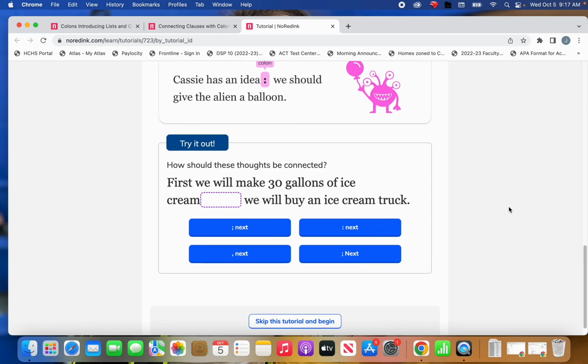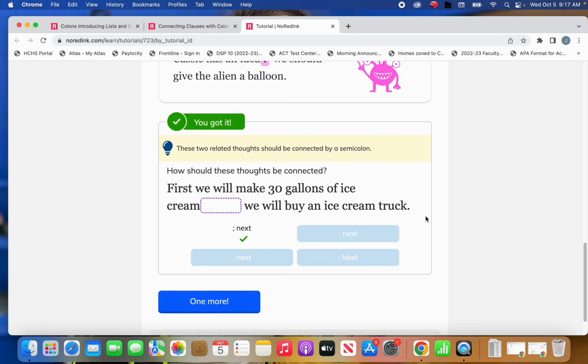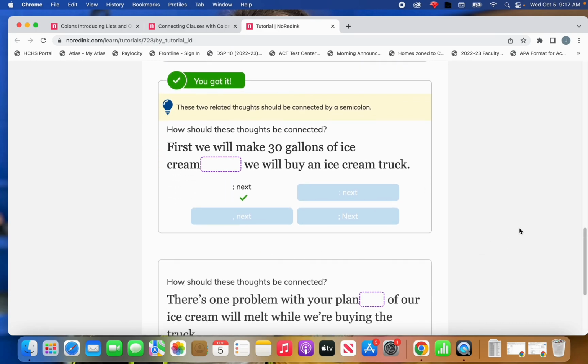How should these thoughts be connected? First, we will make 30 gallons of ice cream, blank. We will buy an ice cream truck. If you said a semicolon and next, you are correct. So let's try one more.